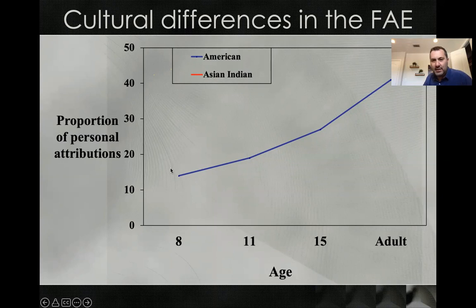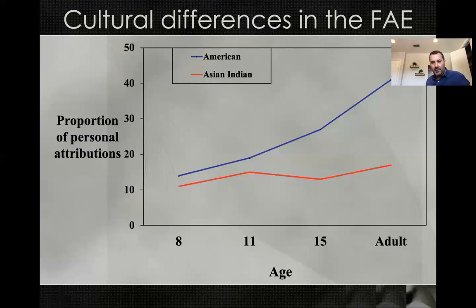In these Asian Indian cultures, they tend to start off at the same place. They make relatively few internal attributions as young children. And over time, they don't really make more and more internal attributions, because in collectivist cultures, they learn within those cultures that people do things because they're influenced by their environment.